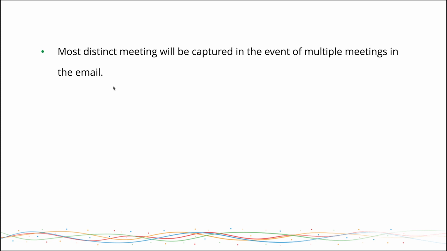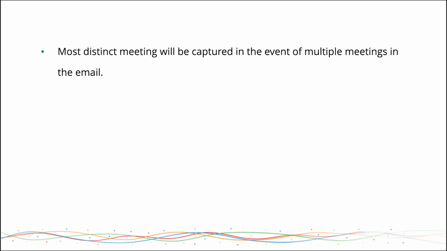There are a few points to consider. In case multiple meetings are mentioned in the email, the most distinct one will be captured by Zia. For example, if the email states a call at 9 a.m. and a task at 4 p.m., Zia will pick the 9 a.m. call because it's the first occurrence.